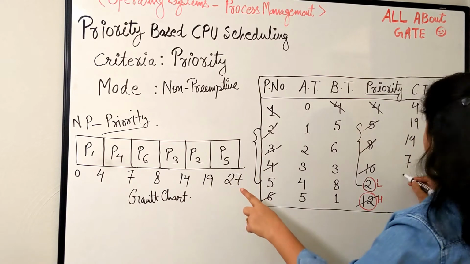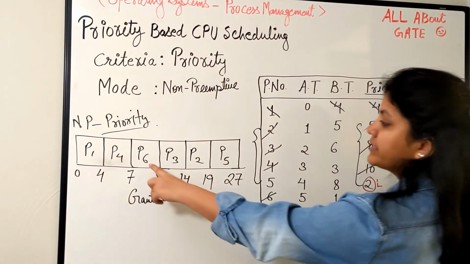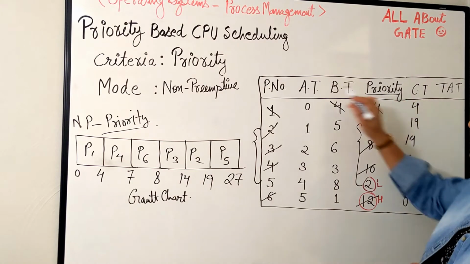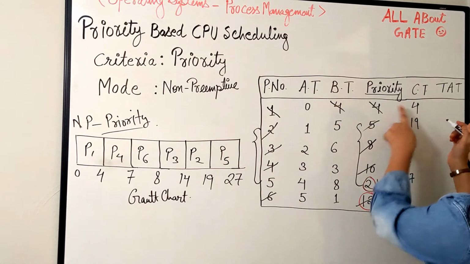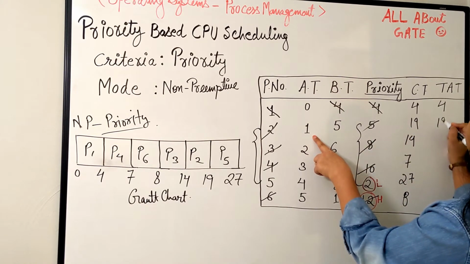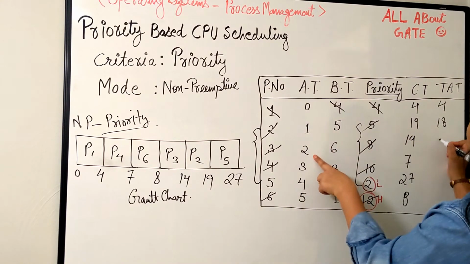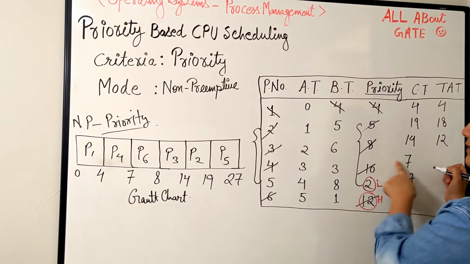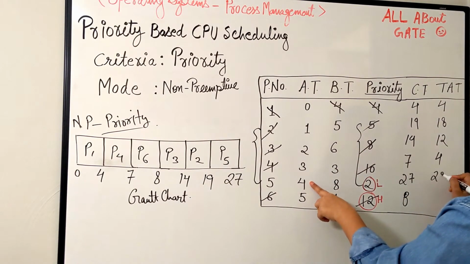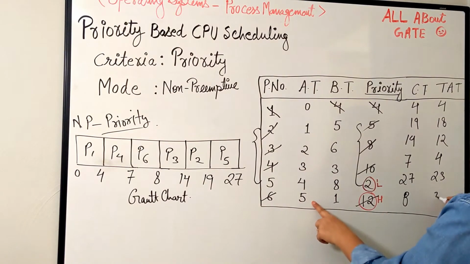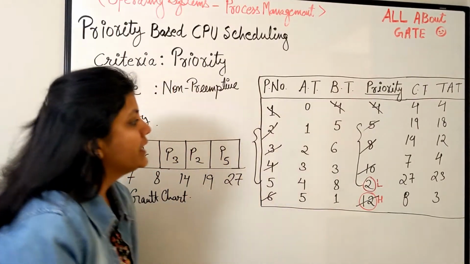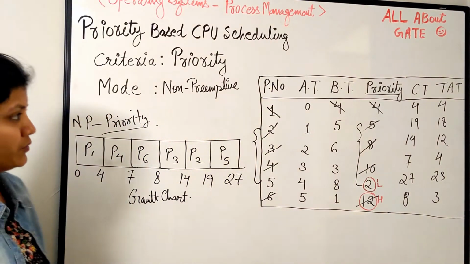Process 5, 27. Process 6, 8. Okay, now based upon completion minus arrival, let's get the turnaround. So 4 minus 0, 4. 19 minus 1, 18. 14 minus 2, 12. 7 minus 3, 4. 27 minus 4, 23. And 8 minus 5, 3. So this becomes the respective turnaround time, and accordingly you can find out the waiting time also, right?